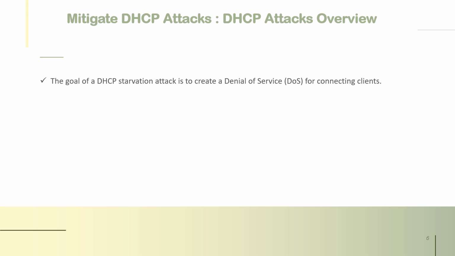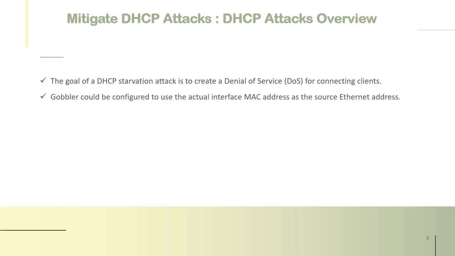Recall here that DHCP starvation attacks can be effectively mitigated by using port security because Gobbler uses a unique source MAC address for each DHCP request sent. However, mitigating a DHCP spoofing attack requires more protection.